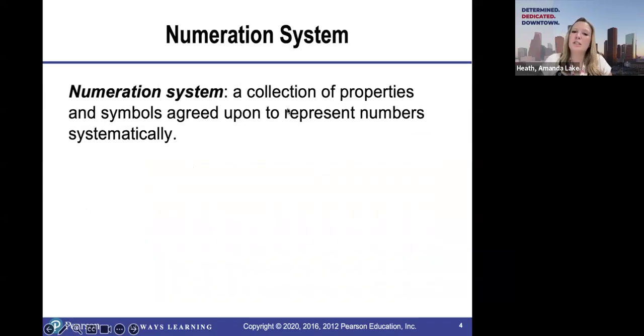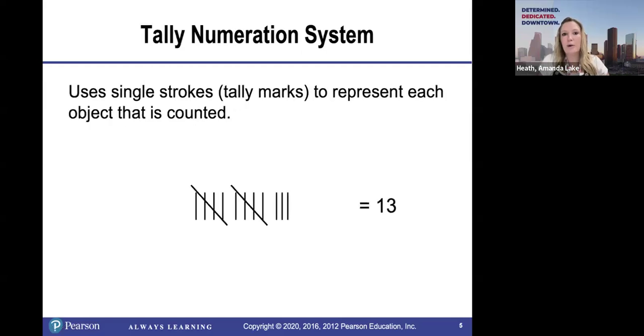So a numeration system is a collection of properties and symbols agreed upon to represent numbers systematically. So we have a kind of informal way of counting numbers. You may represent tallying, right? So this is a tally number system where we use single strokes to represent the number counted. We typically group them by fives. So to count 13 items, I might say 1, 2, 3, 4, 5, 1, 2, 3, 4, 5, and then 1, 2, 3. And I can read this as 5, 5, 3, that's 13.